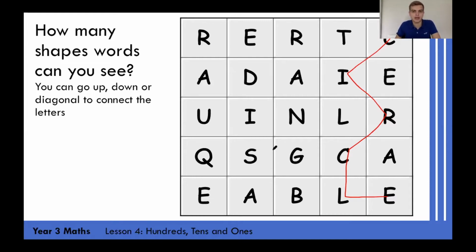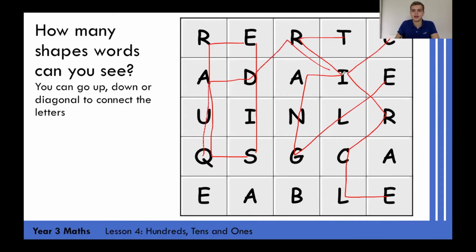Fantastic, super, well done everybody. So I have found side, S-I-D-E, and we know that 2D shapes have sides, don't they? I've also found square, S-Q-U-A-R-E, square. Our triangle is also in here, T-R-I-A-N-G-L-E. Wow, yeah, cool. And there's also another one that I can see in here, which is quadrilateral, Q-U-A-D-R-I-L-A-T-E-R-A-L.